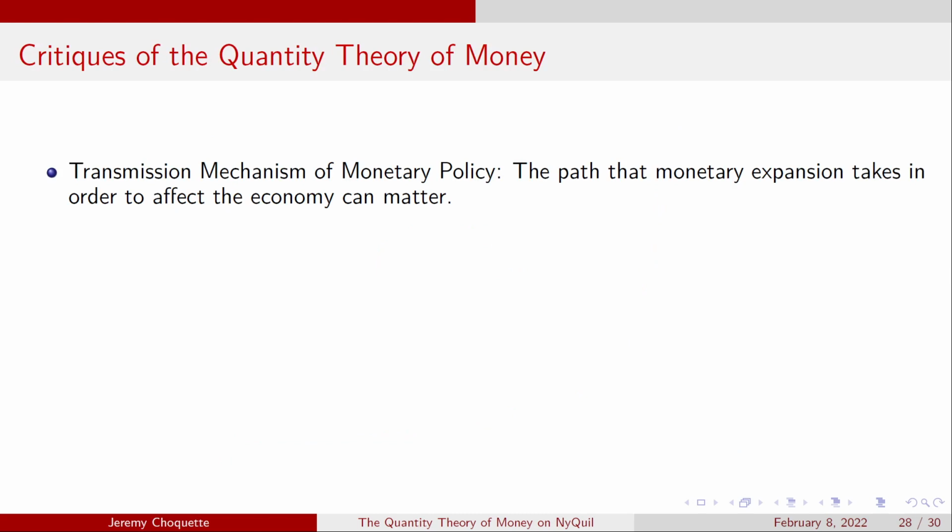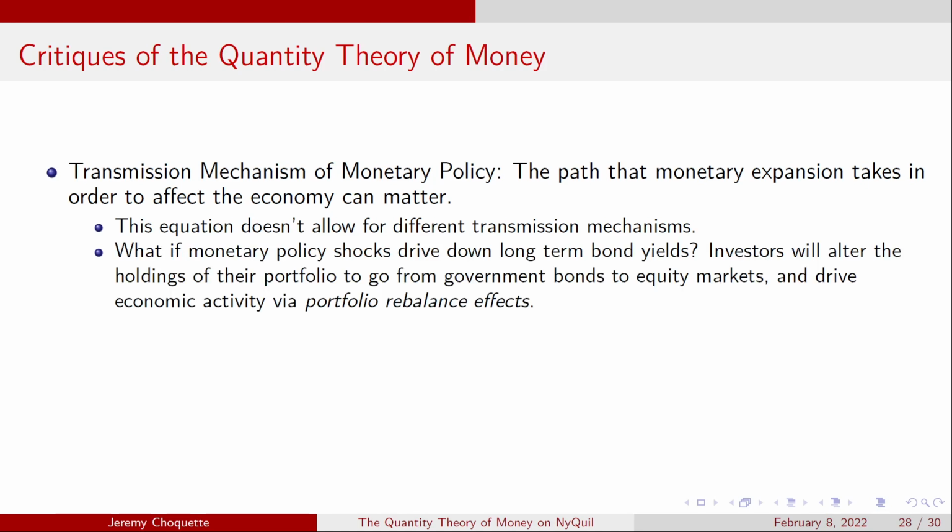Another is what's known as the transmission mechanism of monetary policy. This is the path that monetary expansion takes in order to affect real variables in the economy, right? The path that it takes can matter quite a bit. This equation doesn't really allow for different transmission mechanisms to be taking effect. What if monetary policy shocks drive down long-term bond yields?